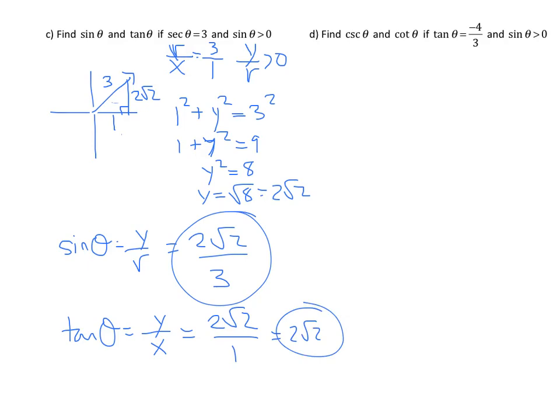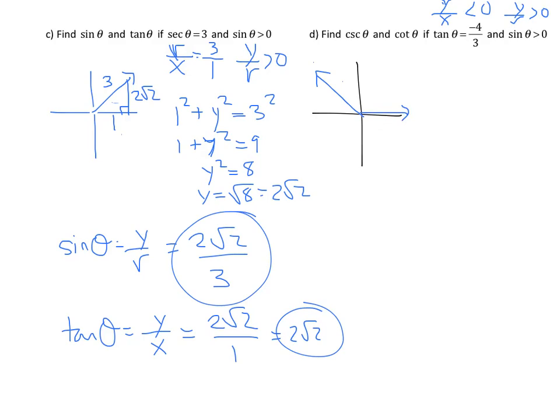And last example, same idea. Figure out which quadrant you're in. Tangent theta is negative, so that means y over x is less than 0. So either x or y is going to be negative. We're not sure which, but then we find out that sine of theta is positive, so y over r is greater than 0. That means y is positive, x must be negative. The quadrant where y is positive and x is negative is quadrant 2. So we're going to draw our terminating side in quadrant 2.